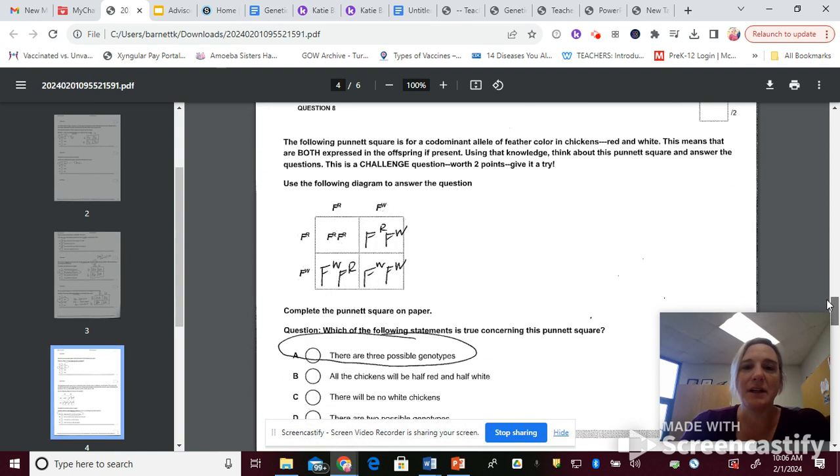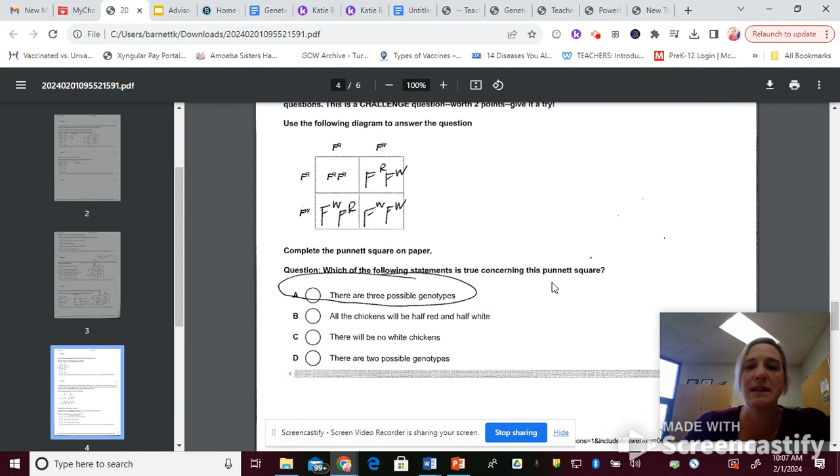This was a challenge question. Codominant means they're both expressed. It doesn't mean that one dominates. So you can have red chickens, you can have white chickens, you can have half red, half white. FR FR, red chicken. FR FW, half red, half white. FW FR, half red, half white. FW FW, all white. Completing that, you just do your crosses just like normal. You just have almost like an exponent here. It's a superscript.